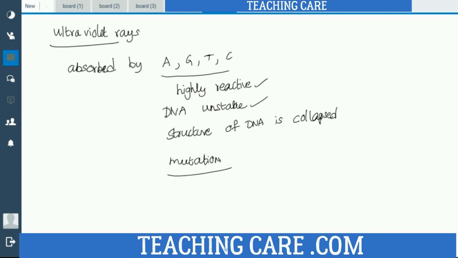Unstable means the DNA structure cannot stay like this. The DNA strands get separated, and the structure may break. The DNA strands will break. When DNA strands break, it causes mutations. So did you understand temperature, X-rays and ultraviolet rays?